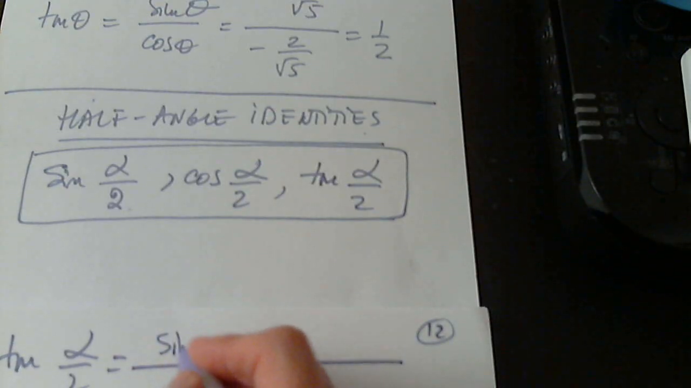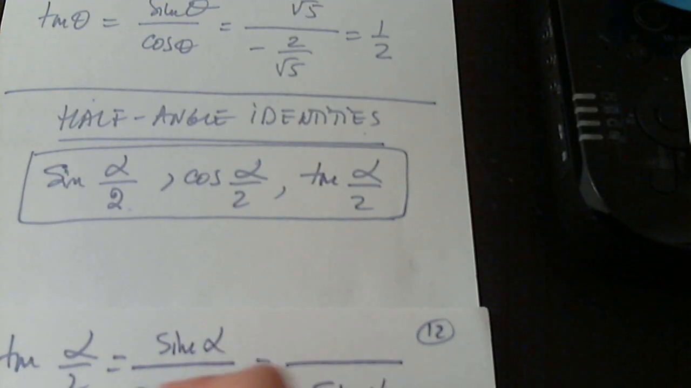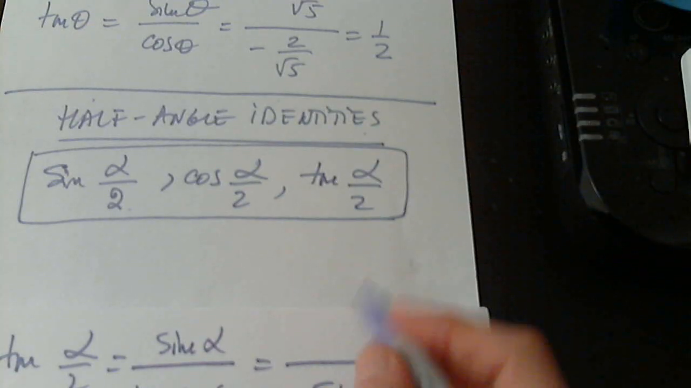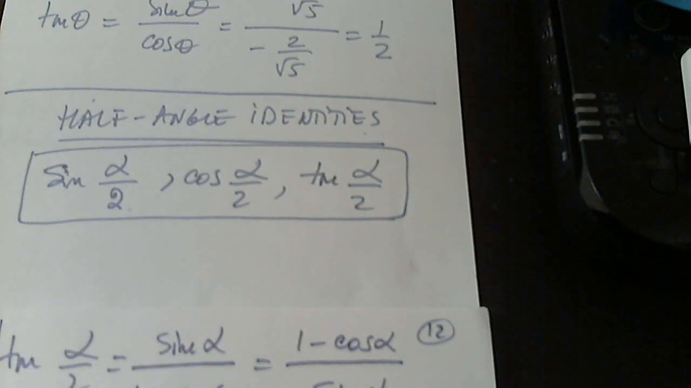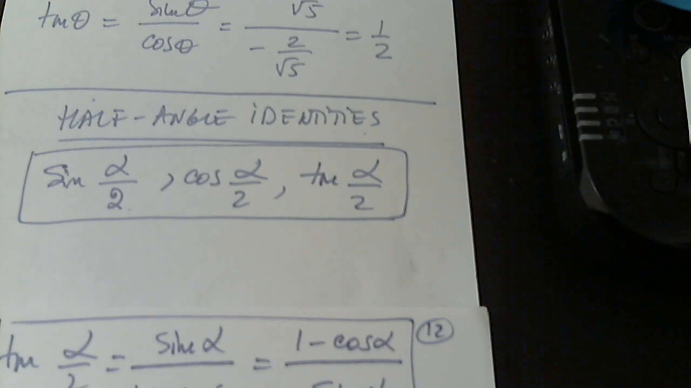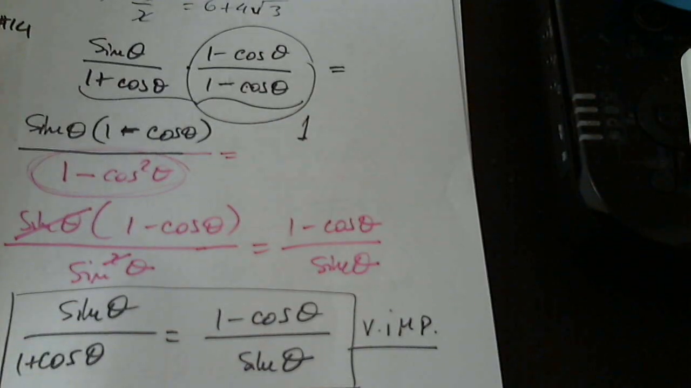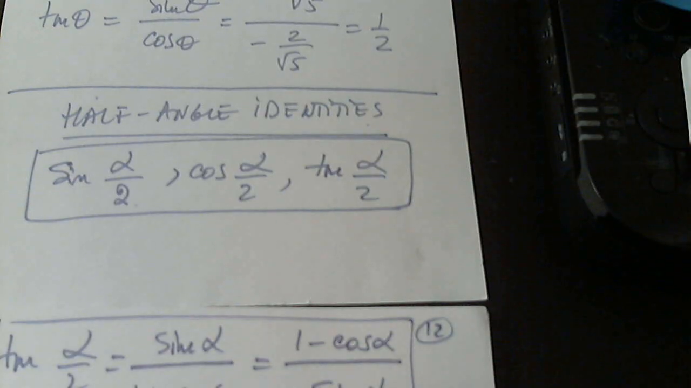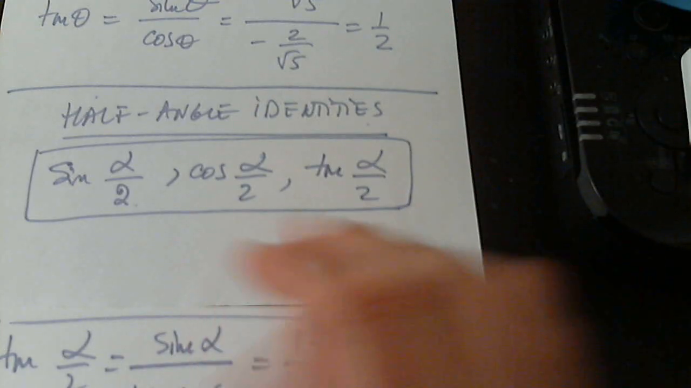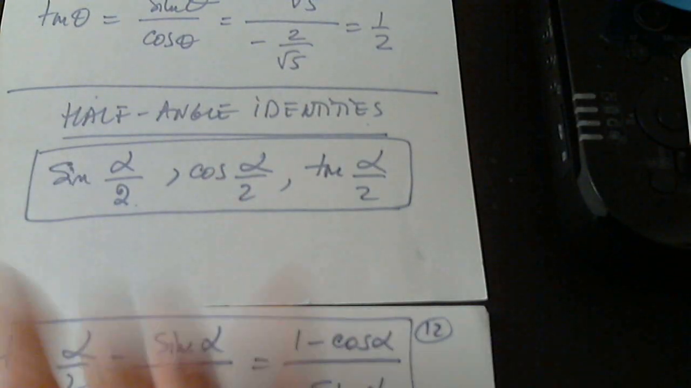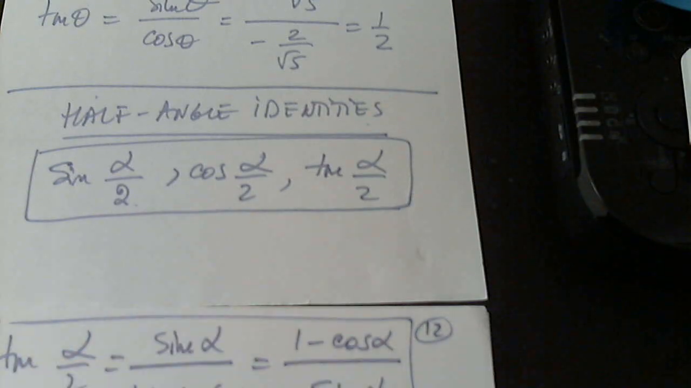Remember, sine over 1 plus cosine, and 1 minus cosine over sine. This is that important identity that we started with, and I still have it here. It was the first thing we did last time. I said it's very important, and you'll see why. However, this is not the only formula for tangent alpha over 2. The other formula will come from this over this in a minute. So let's discuss these two next.